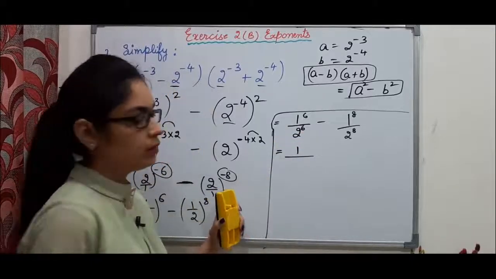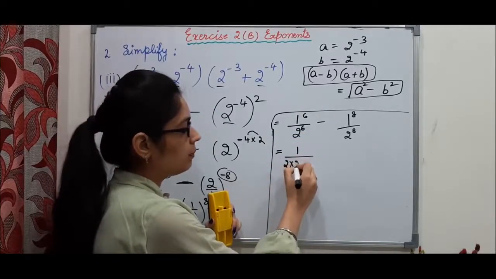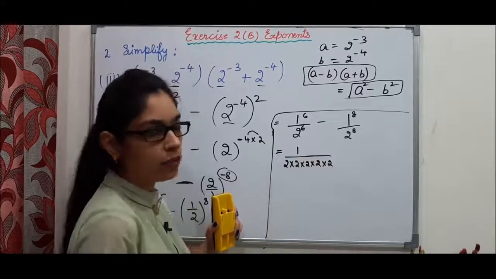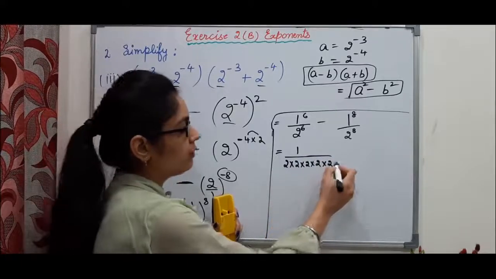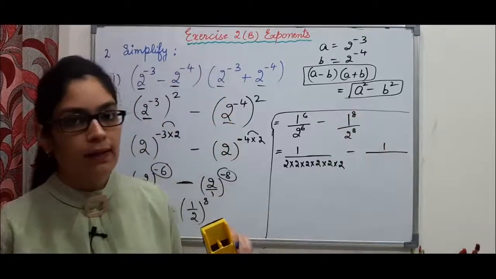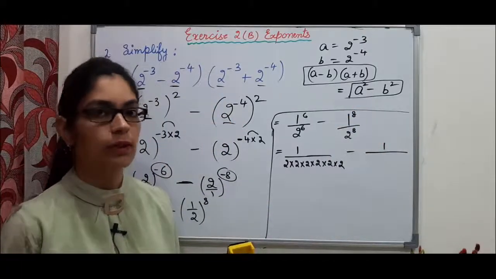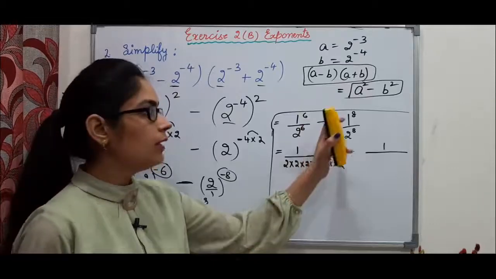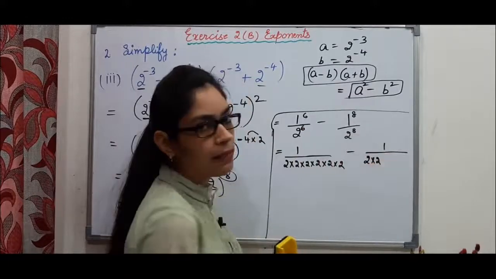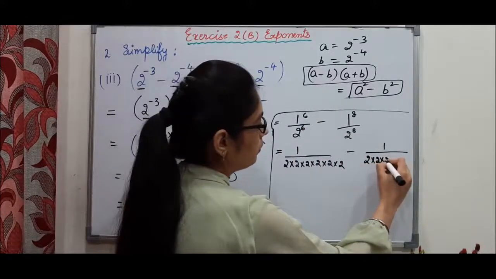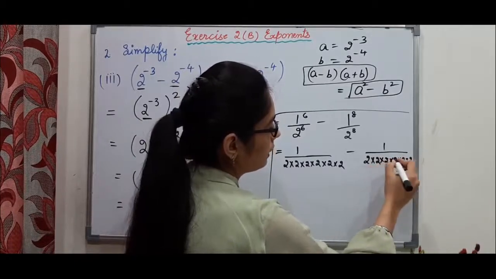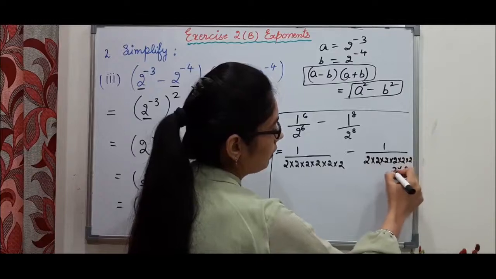2 to the power 6 means 2 is getting multiplied by itself 6 times. So we can write its expanded form: 1, 2, 3, 4, 5, 6. Minus 1, because 1 to the power 8 is 1. You can check also, 1 into 1 into 1, 8 times, is equal to 1. This we can write in expanded form: 2 will get multiplied with itself 8 times, 2 into 2 into 2 into 2 into 2 into 2, 1, 2, 3, 4, 5, 6, 7, 8.